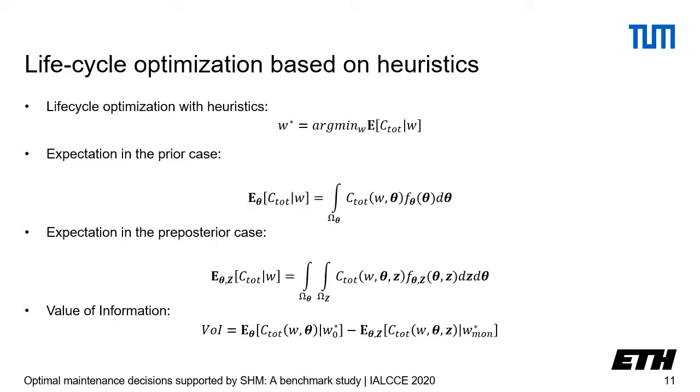Finally, after solving the corresponding optimization problems, we have computed the optimal expected total lifecycle cost in the prior case and in the pre-posterior case. The value of information is the difference between the two.